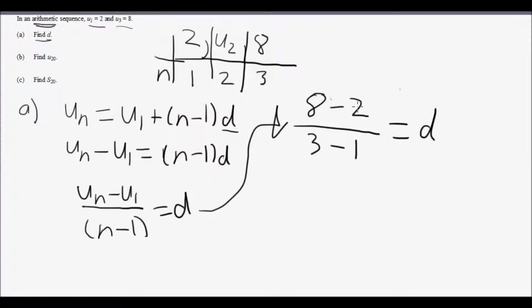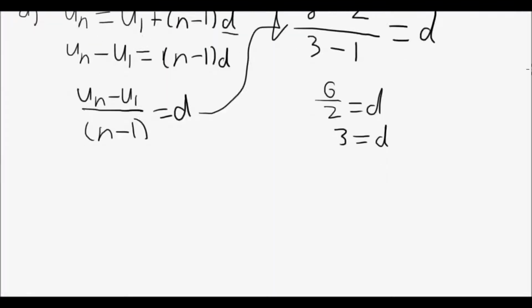Now, this is simple arithmetic, so we have 6 over 2, and we then evaluate that d is equal to 3. That means that 2 plus 3 is equal to 5. So now we know what our second term is, and 5 plus 3 is equal to 8, which confirms that our answer is correct. Now let's move on to B.